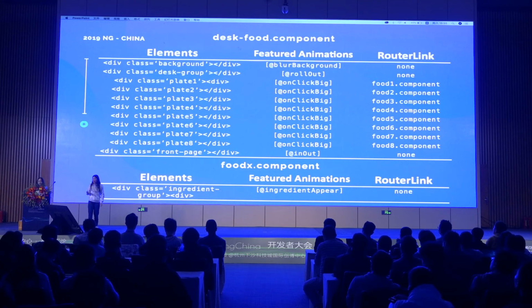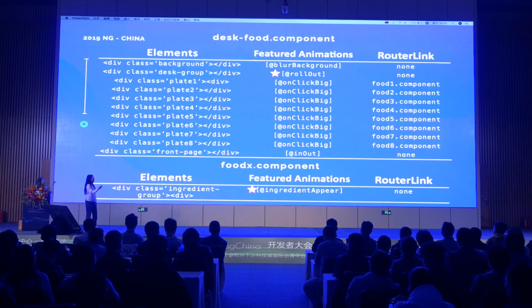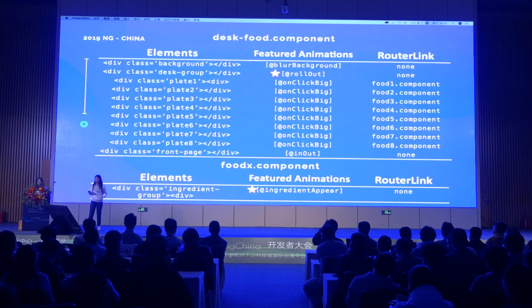We have 5 Angular animations in total in our project, which are blur, background, roll out, on-click bed, in-out, and ingredient appear. And there are 2 of them, roll out and ingredient appear, that we want to specifically focus on, because we think they are 2 interesting examples that offer us a better insight into the integration of the concepts and functions from before.